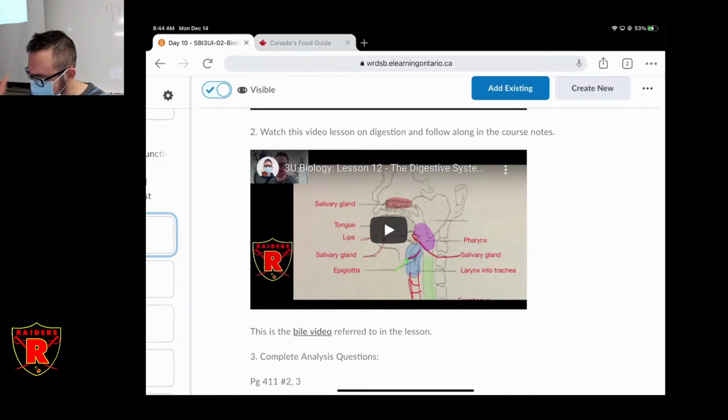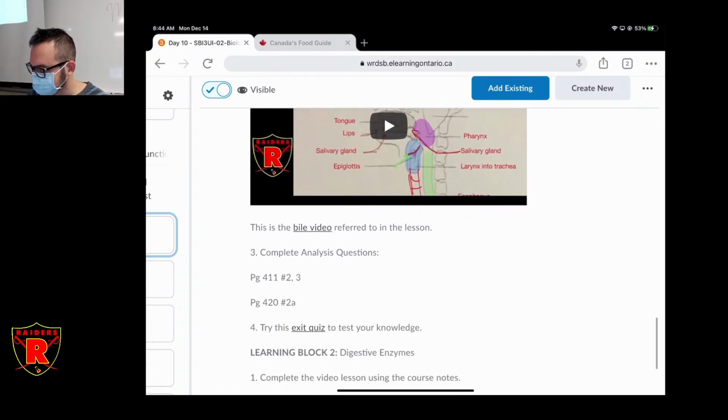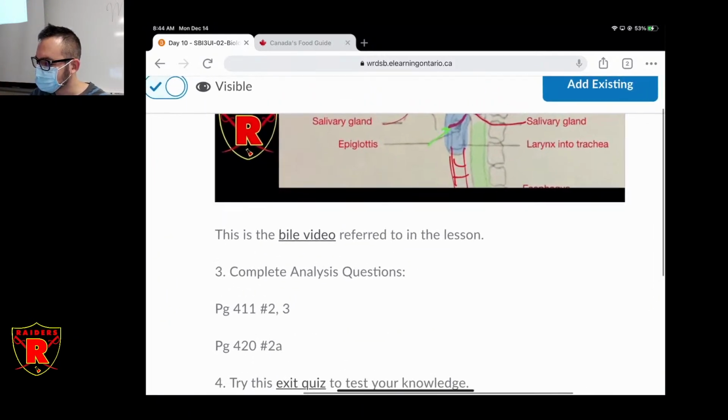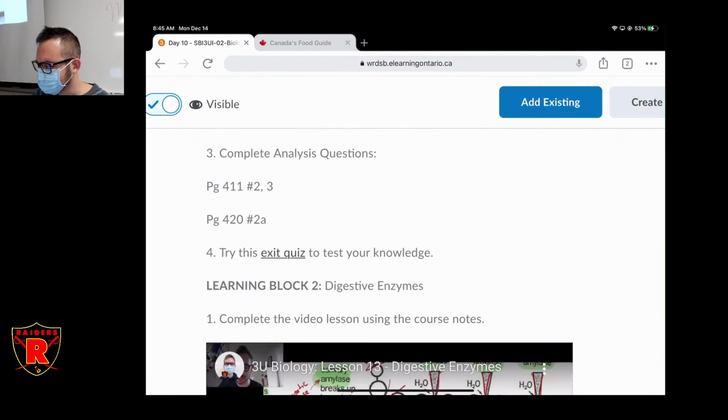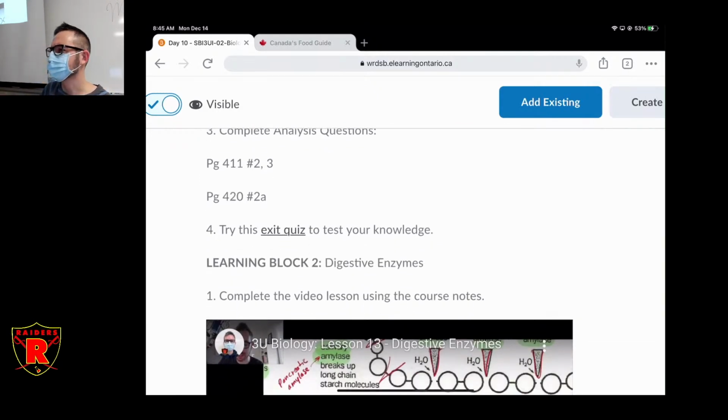But this is going through the anatomy, structure, and function. I talk about a bile video of what bile looks like when it's actually working. There's a cool YouTube video of that. You can watch that if you want. You don't have to. That's an additional thing if you want to see that. And then there's some questions from the text about this and a little exit quiz. Okay, so we're going to shoot for that in block 1. I realize that's a little bit of a stretch. There's a lot of data there. This is probably going to overlap into block 2 a little bit.